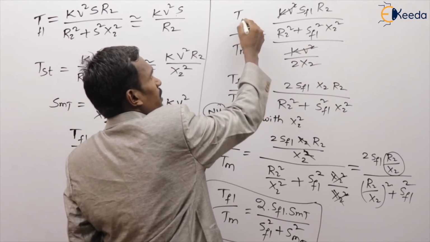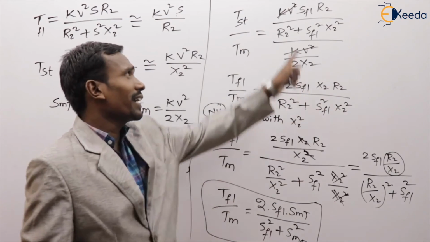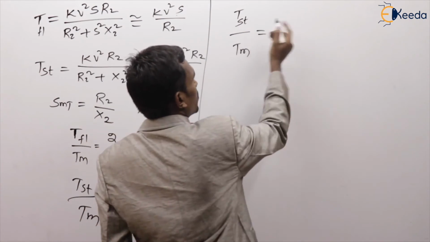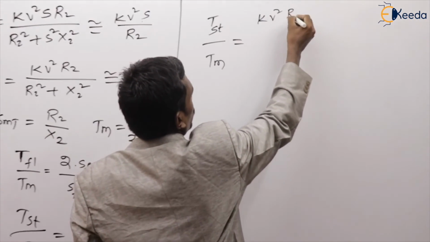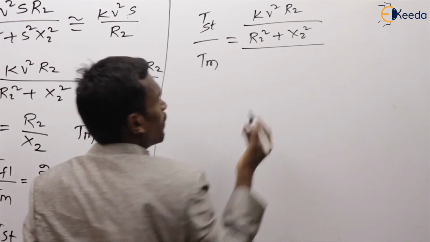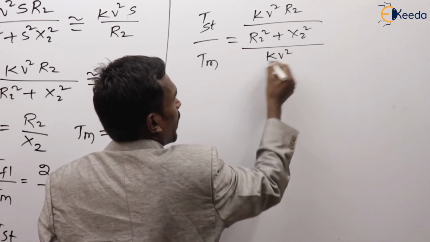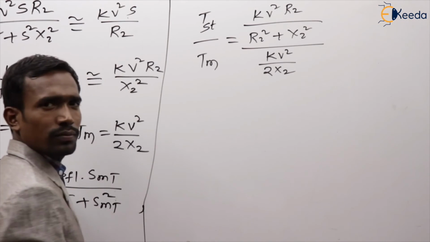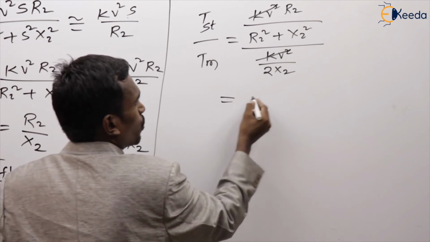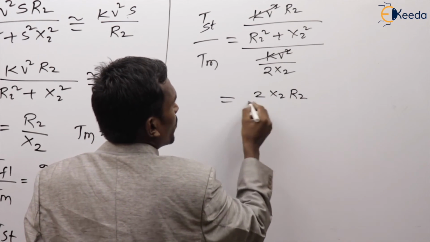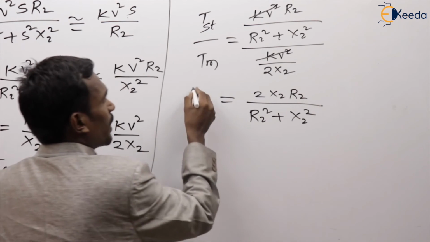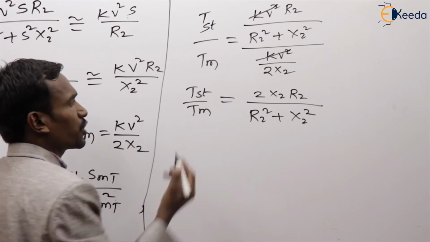I want now the starting torque to the maximum torque ratio. Take the exact equation here. Okay, do it. Pause the video and do it. Tell me, what is the starting torque? kV square into R2 by R2 square plus X2 square, divided by the maximum torque, kV square by 2X2. kV square gets cancelled out. So what is the value? 2 into X2 into R2 divided by R2 square plus X2 square. This is the starting torque to the maximum torque ratio.